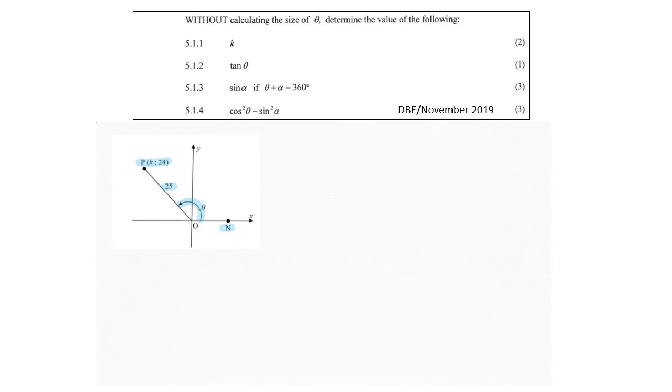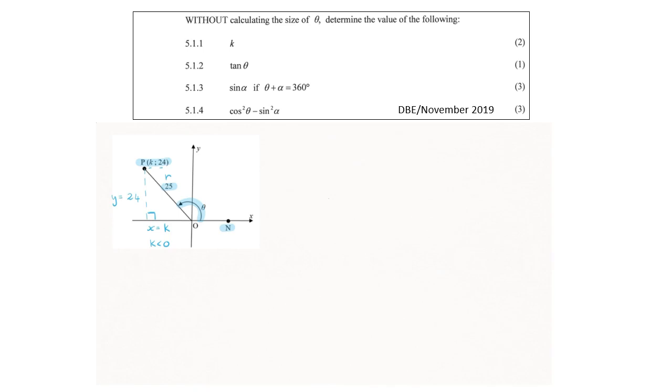Now, if we look at the sketch, we can connect the point P with a perpendicular line to the x-axis, and then K is the length of the horizontal side of this right-angled triangle. Since this is on the negative side of the x-axis, it means that K's value will have to be less than 0. Let's complete the rest of the right-angled triangle. If the y-coordinate of P is 24, it means that the vertical side of the triangle is 24. And then, of course, 25 is the hypotenuse of the triangle.